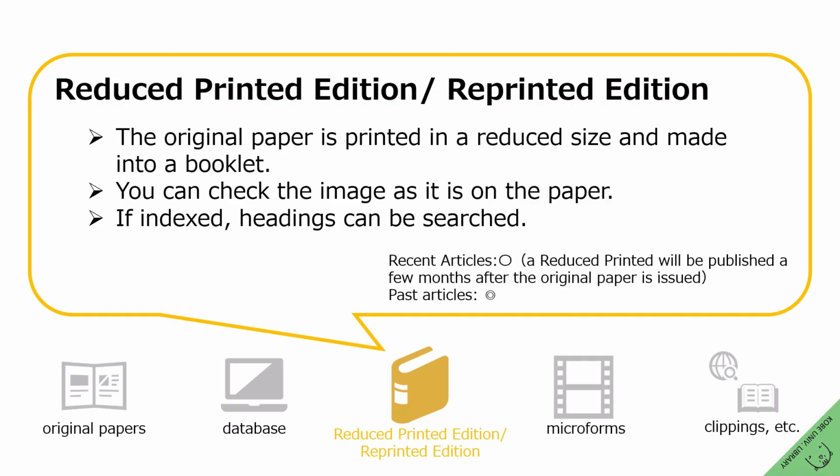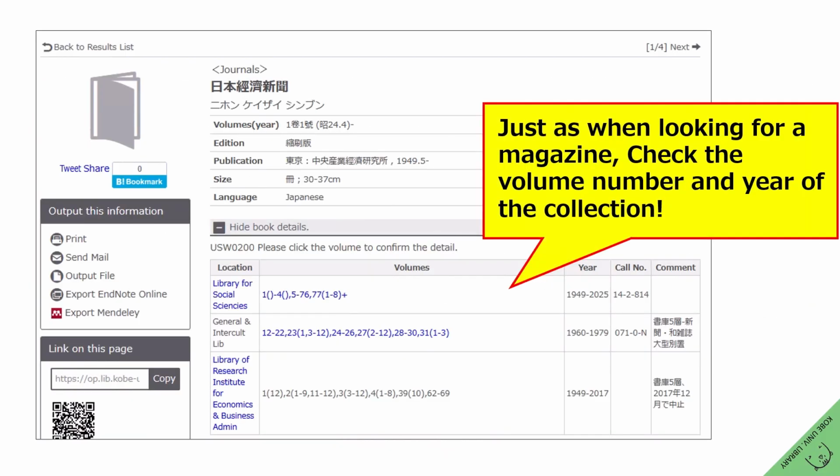If an index is assigned, you can search for headings. To search the holdings of reduced printed editions, it may be easier to find them by doing a keyword search with the word shukusatsu in addition to the title of the newspaper. Shukusatsu is a Japanese term for a reduced size reprint edition.